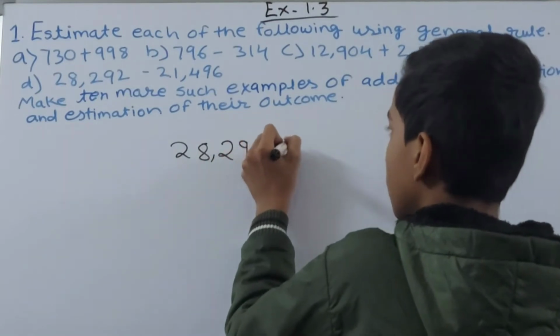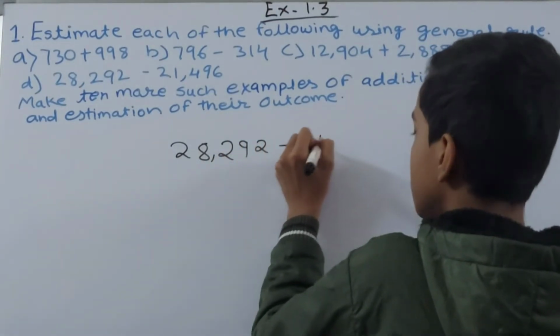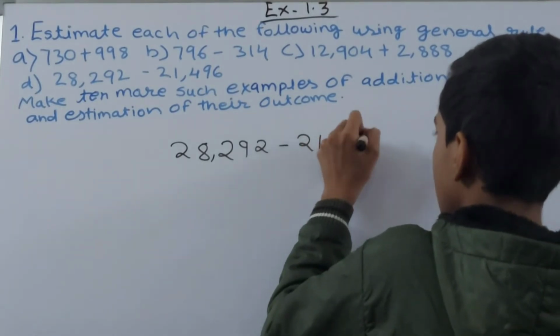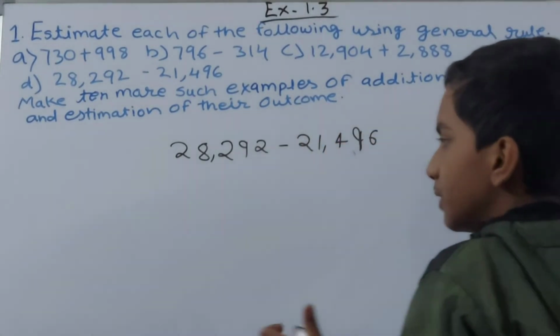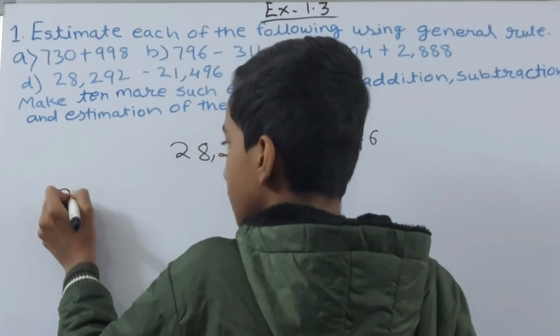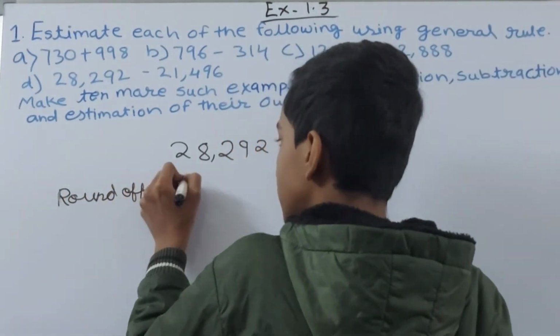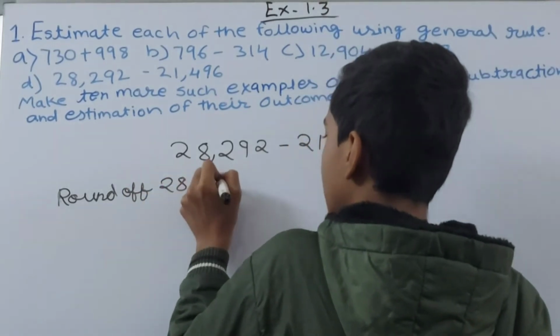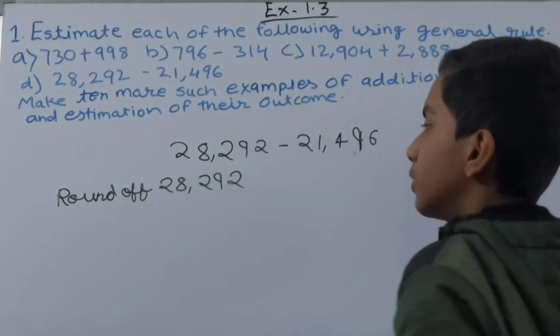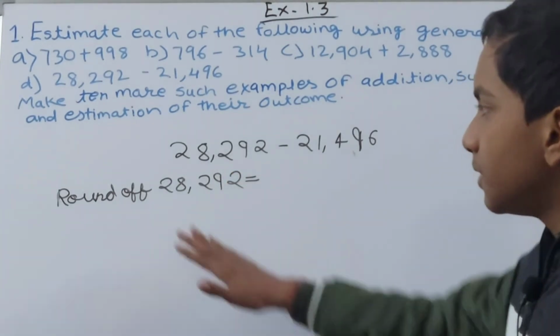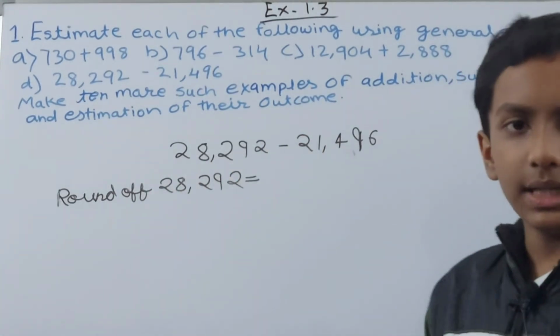28,292 minus 21,496. Okay, so again we will round them off. So first of all we will round off 28,292. Again, we can only round them off to the nearest 10,000s place, because it is the highest place.